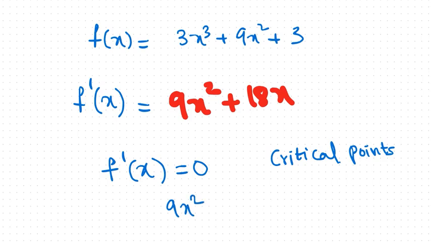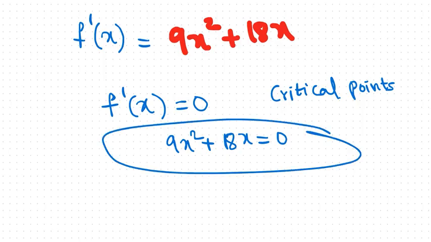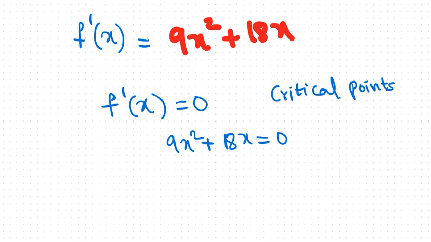So 9x square plus 18x was f dash of x. If it is 0, what is the value of x? One value of x is 0. What else? Solve for x. It will be 0, right? Because 9 into 0 plus 18 into 0 will be 0. Yeah, that is one value.